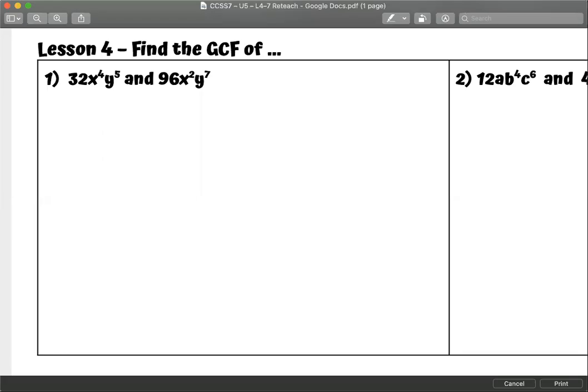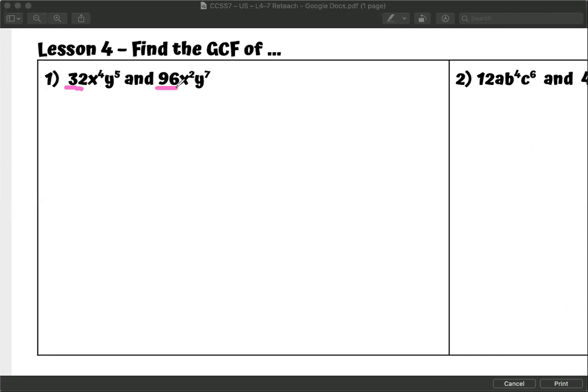Let's take another look at lessons 4 through 7 of our expressions unit, starting off with GCF, greatest common factor. So we are trying to figure out what is the greatest number that multiplies into both of these. That's a factor of both of these. So first, we need to look at our numerical values. We've got 32 and 96.